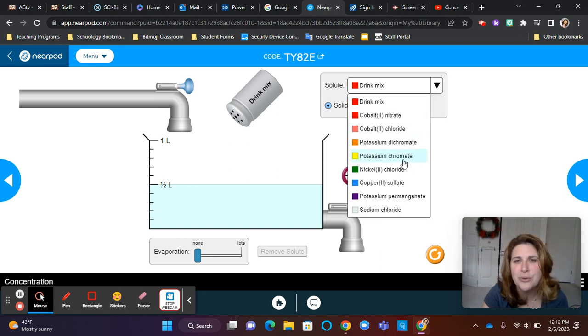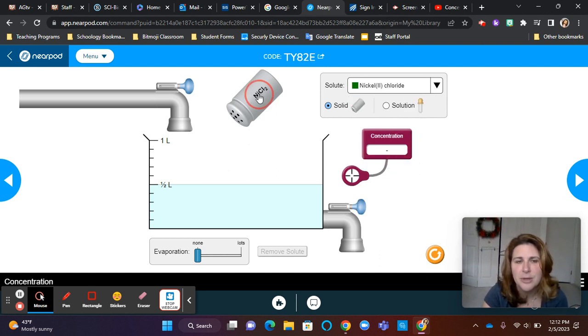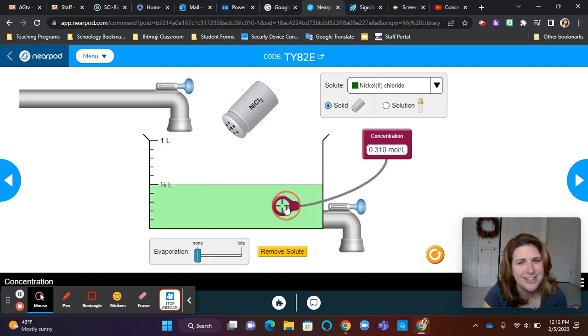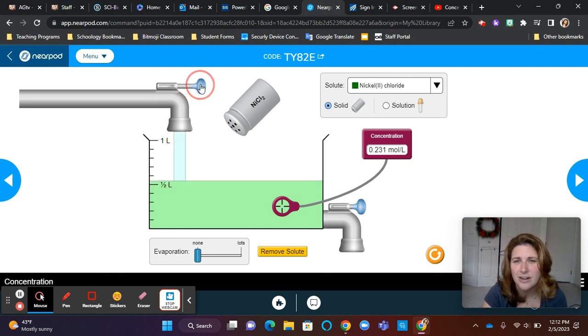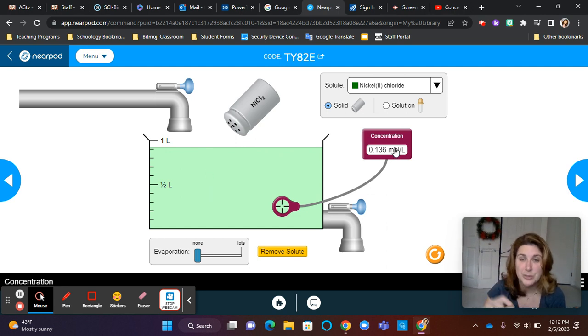Now I'm going to use green. I'm going to sprinkle in a little. Forgot my concentration meter. All right, so let's remove solute, start that one over. Sprinkle it in. What happens to my concentration? There's my concentration. What happens when I add water? What happens to the color? What happens to the concentration? Observe, observe, observe. Do a couple of different ones.